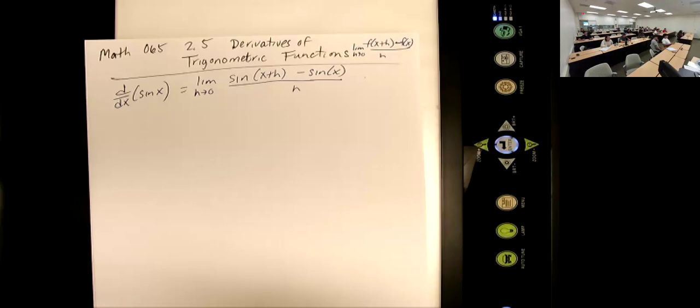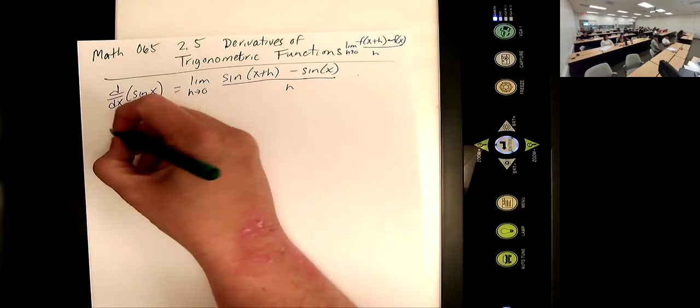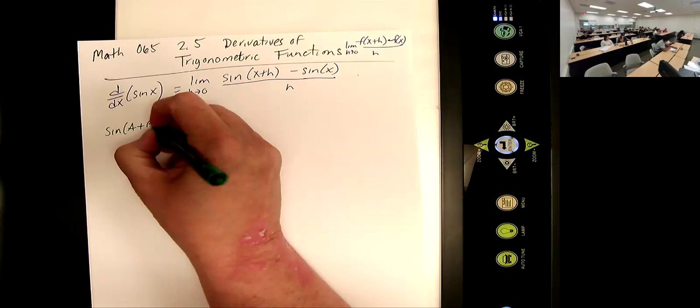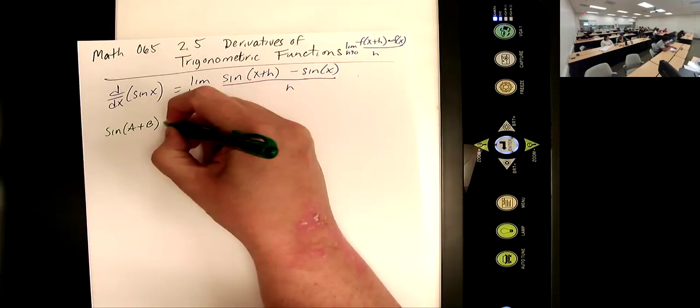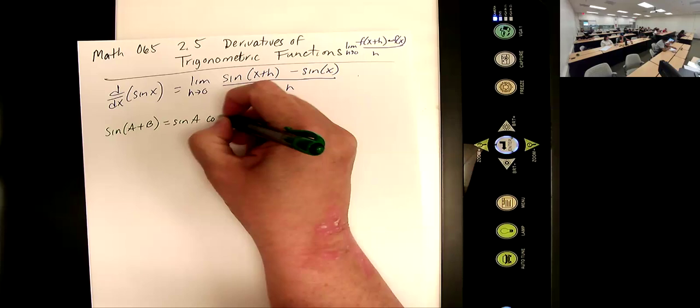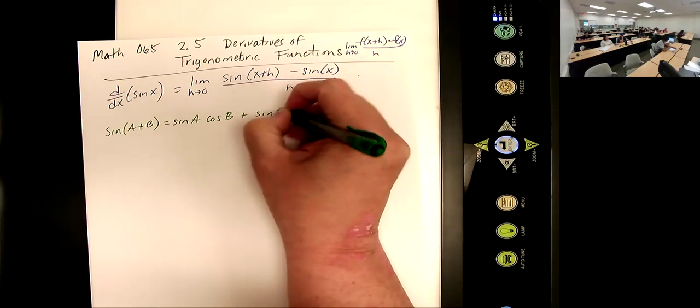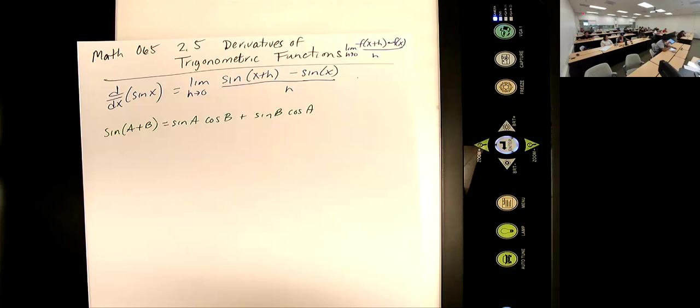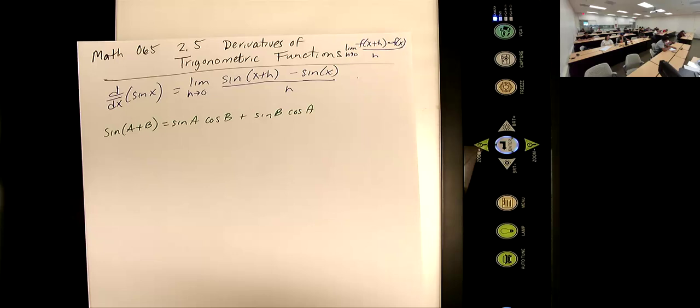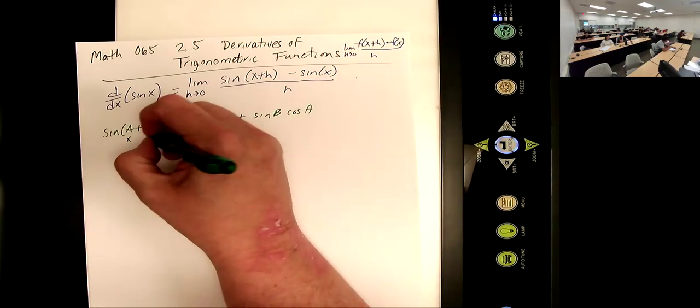Does anyone remember what? The difference, you're close, wrong word, some formula. We know them as a sum and difference formula. If we had sine of a plus b, this is sine a cosine b right here, plus sine b cosine a. So we're gonna apply that here where this is x and this is h.